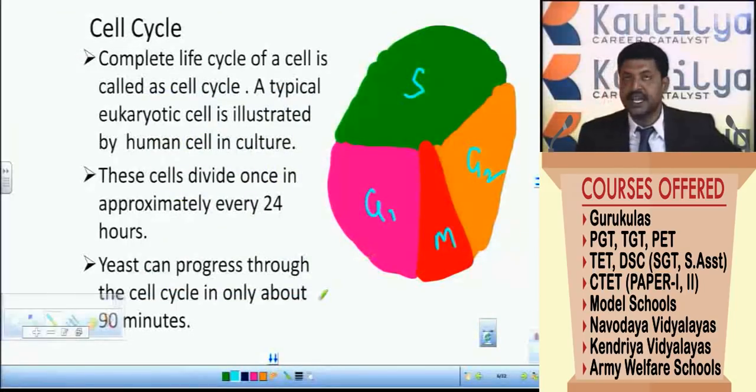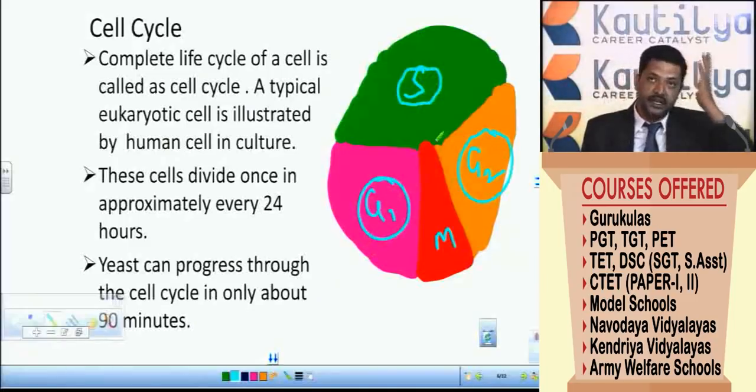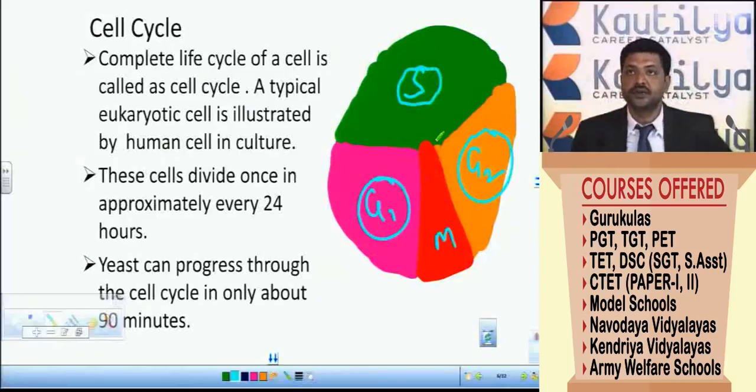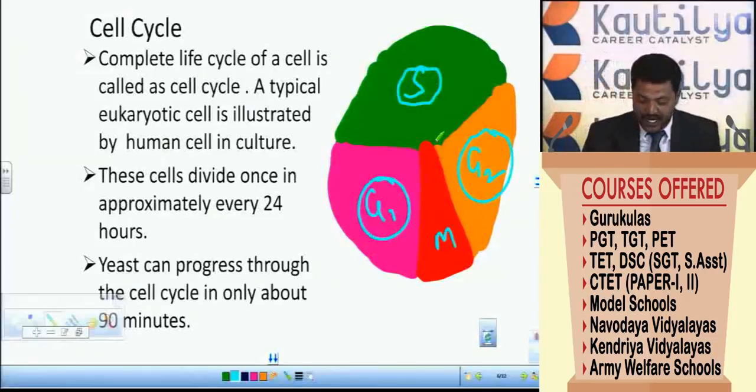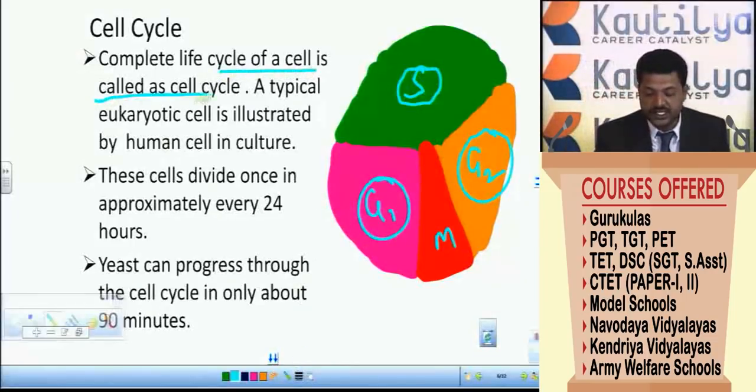This is called gap 1. This is called the synthetic phase. This is gap 1 phase and this is gap 2 phase. And mitosis or meiosis is known as M phase. M means mitosis or meiosis. The complete life cycle of a cell is called the cell cycle.